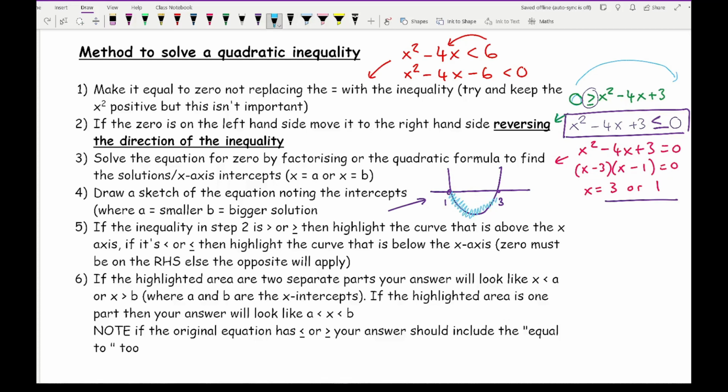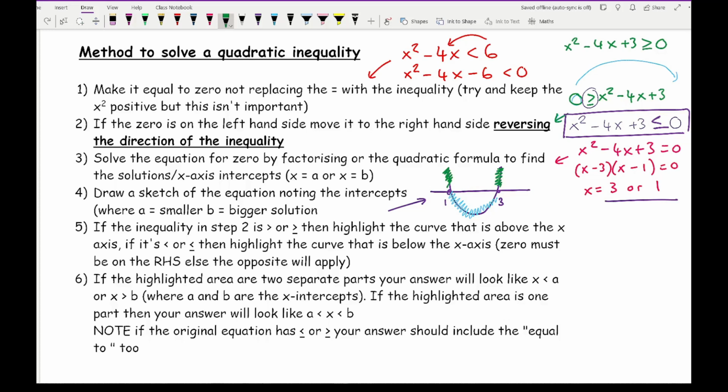If this equation was greater than, so that was going in the opposite direction. So if I had x squared minus 4x plus 3 greater or equal to 0, then I'd be looking at the parts of the curve that are above the x-axis, the horizontal line. So I'd be looking for those green bits there.